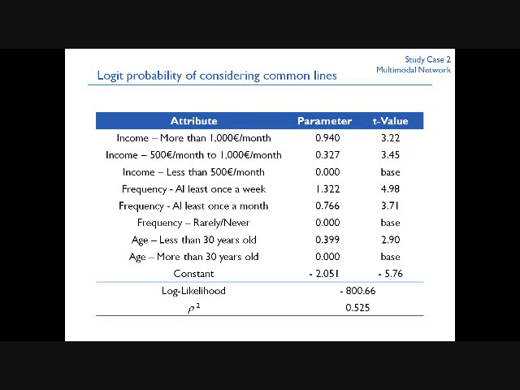The higher the frequency that the trip is made, for example, at least once a week or every day, the higher the probability of also considering common lines. This actually makes sense because the more frequent the trip is to the individual, the better the understanding the individual has about the different alternatives and the better decision she can make. And finally, we have found that younger people, younger than 30 years old in this case, had a higher probability of considering common lines. So these three explanatory variables, also socioeconomic, help us understand why some people consider common lines and why some people don't.